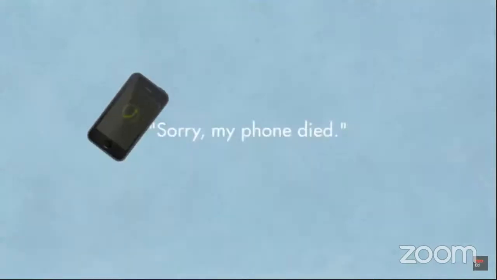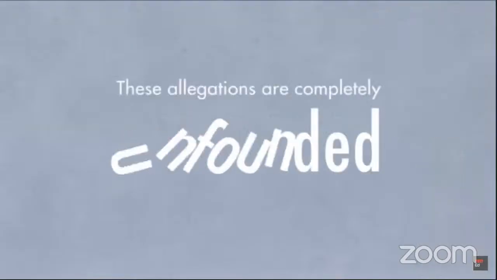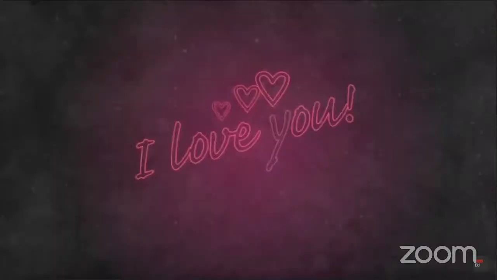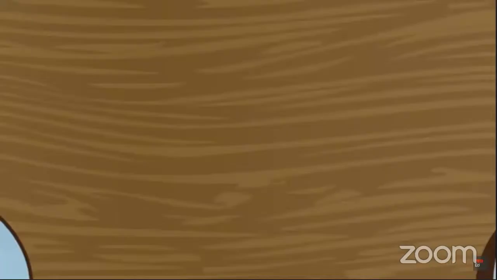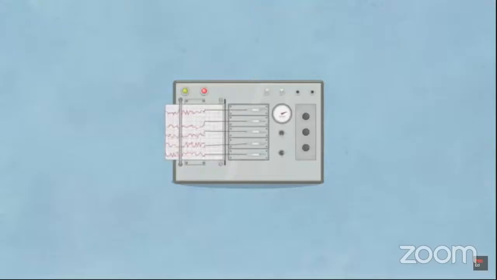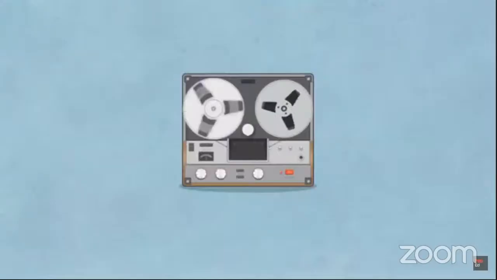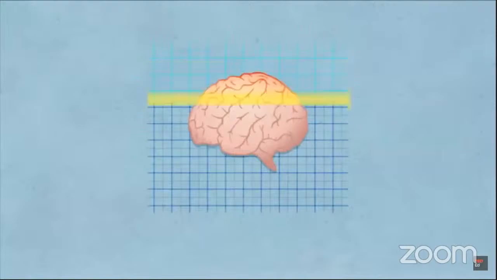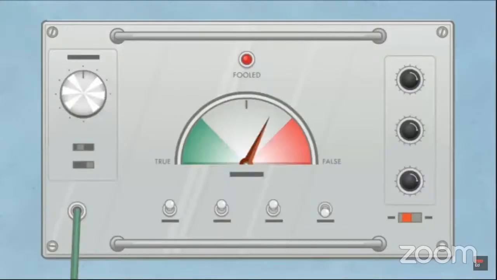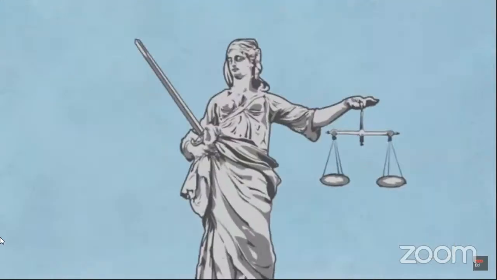Sorry, my phone died. It's nothing. I'm fine. These allegations are completely unfounded. The company was not aware of any wrongdoing. I love you. We hear anywhere from 10 to 200 lies a day, and we spent much of our history coming up with ways to detect them. From medieval torture devices to polygraphs, blood pressure and breathing monitors, voice stress analyzers, eye trackers, infrared brain scanners, and even the 400-pound electroencephalogram. But although such tools have worked under certain circumstances, most can be fooled with enough preparation, and none are considered reliable enough to even be admissible in court.